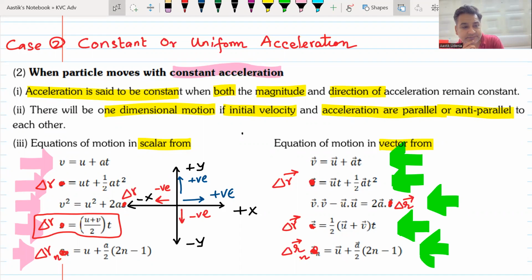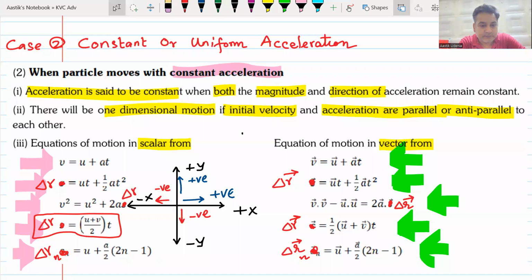Is anyone there? Can you all see me? Which is the equation that has displacement, initial velocity and final velocity? Which is that equation? Yes, tell me.